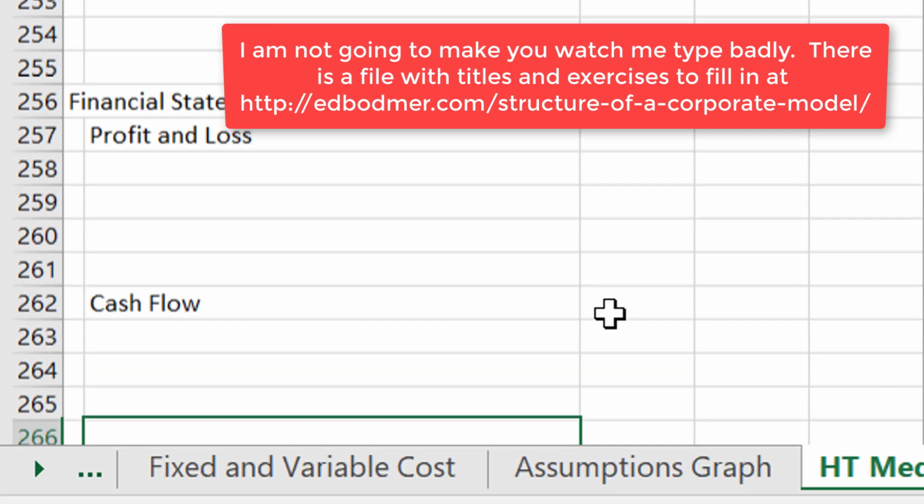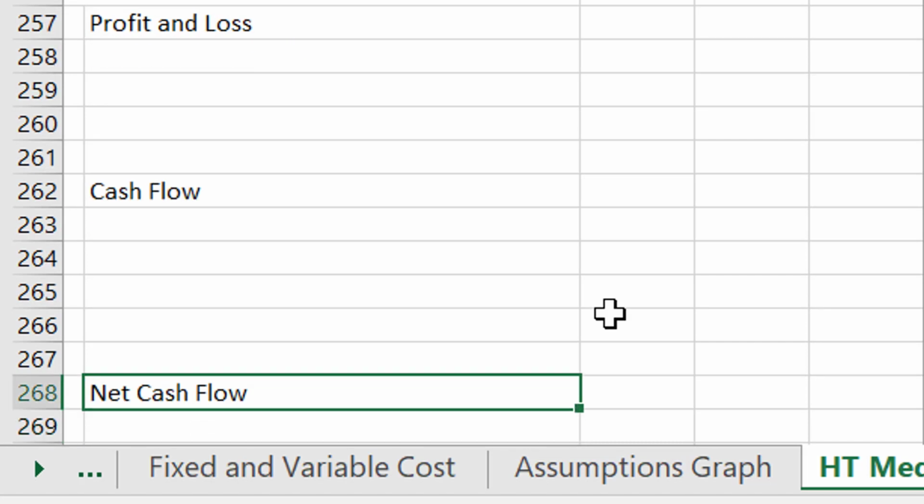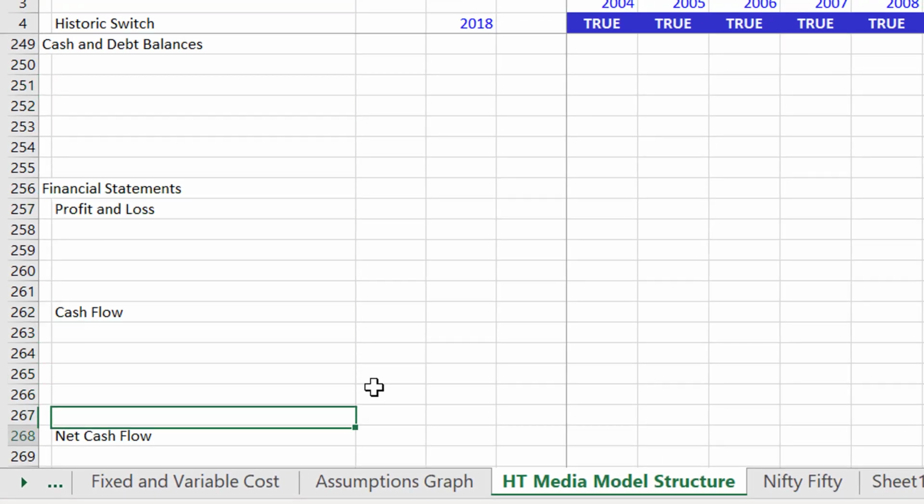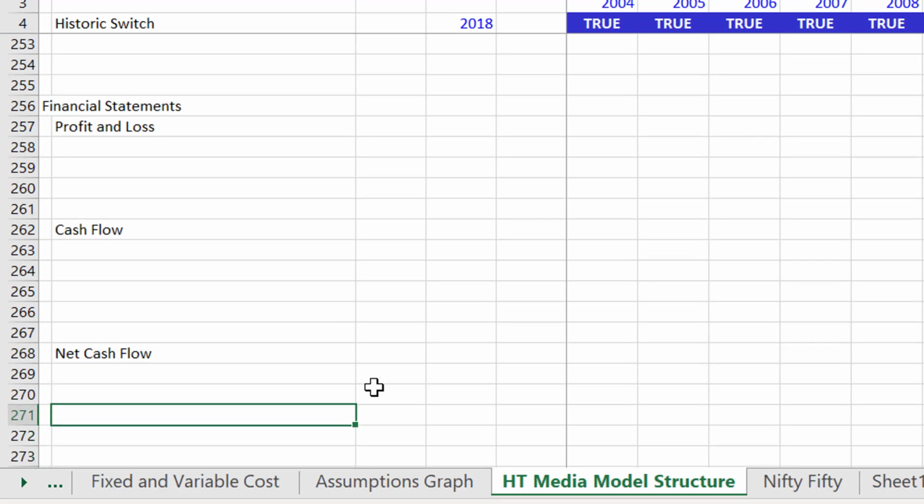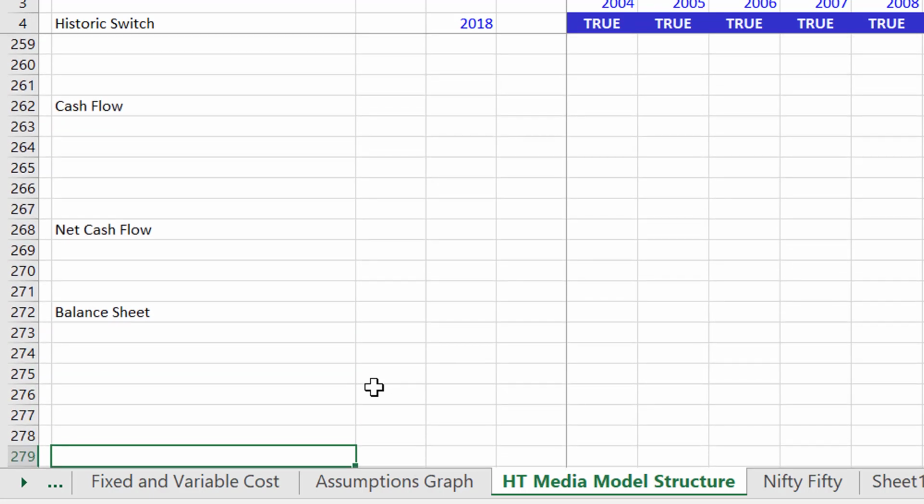And at the very end of this cash flow, there'll be a net cash flow. And this net cash flow will tie into the balance of either the cash or debt or both. That's the only kind of big connection. And then we'll have the balance sheet. Okay, and I'm keeping them all on the same line so we can make a nice little graph. And then finally, we'll have some valuation.